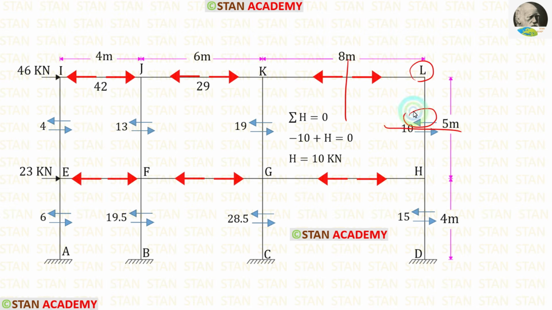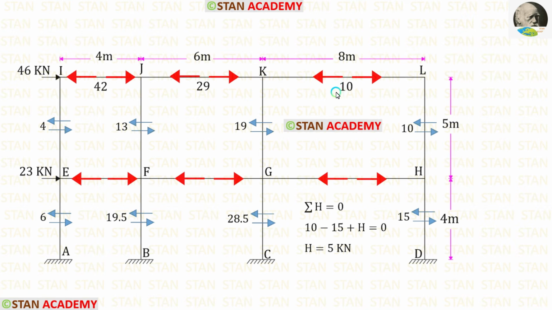Now, let us take the joint L. 10 is acting towards the left side, so that will be negative. H is acting towards the right side, so that will be positive. Finally, for H, we are getting 10 kilonewton. Let us apply that.